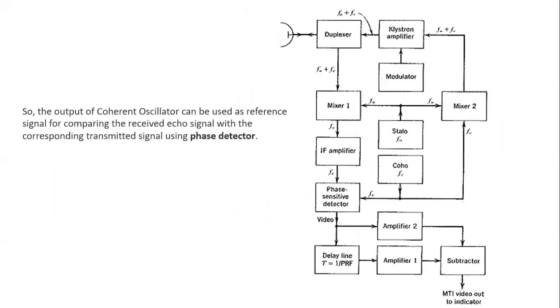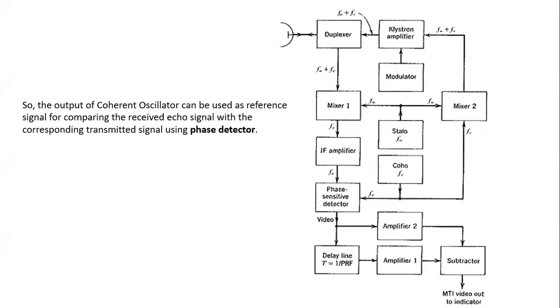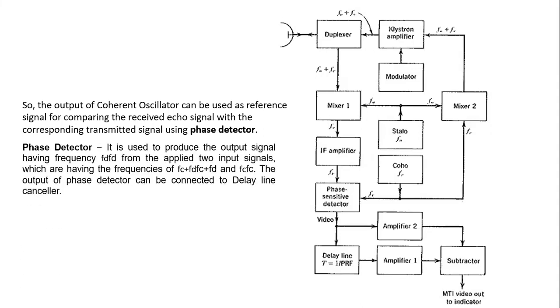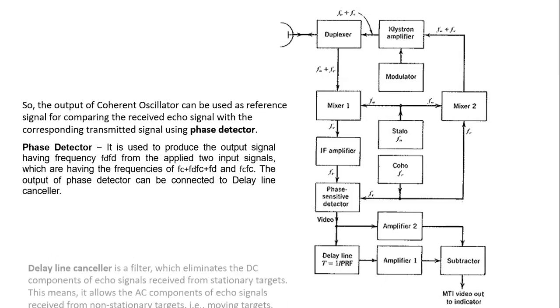Further, the output of the IF amplifier goes to the phase sensitive detector, which is interested only in detecting the phase difference. We know how this phase difference has come. It has come because the echo that is being received comes with a shift. This Doppler shift has to be traced out from the original frequency. That is done with the help of the phase detector and the COHO.